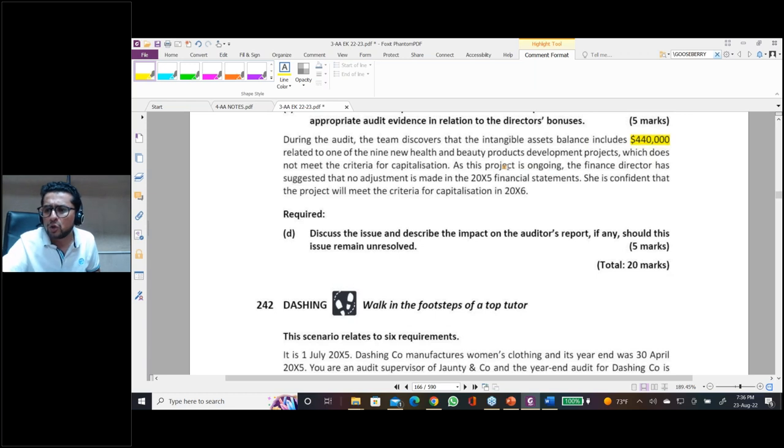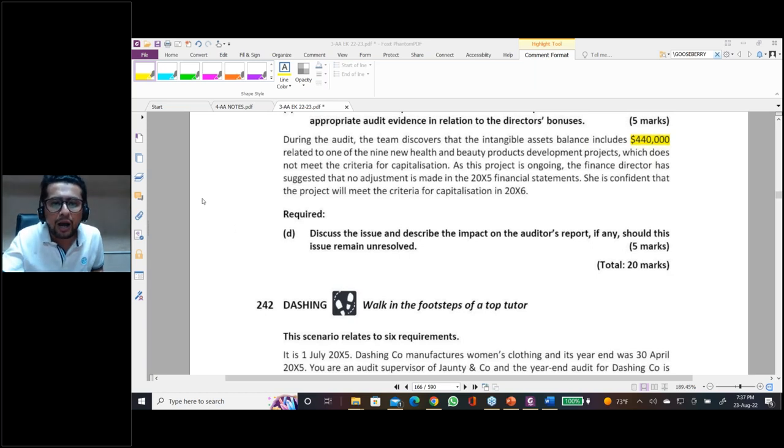What about her opinion? Do you agree with her opinion? If the criteria will be fulfilled within the next year, is she right? No. Her narrative that we should not make an adjustment because the capitalization criteria will be fulfilled in the next year is wrong. It's not allowed according to IAS 38. IAS 38 says when you will be able to meet the criteria, only then can you capitalize the amount. So this 440,000 needs to be immediately charged within this year's profit or loss account.